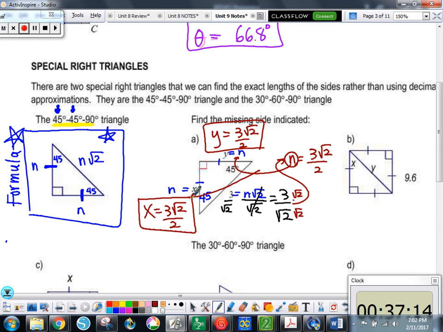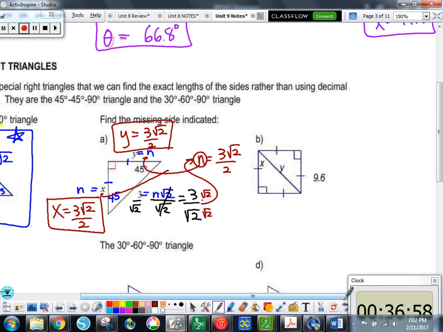You could use trig to do this. However, trig will not give you an exact answer until you know those trig ratios from the unit circle. So this special triangle will help us get those answers. Let's do the next one.